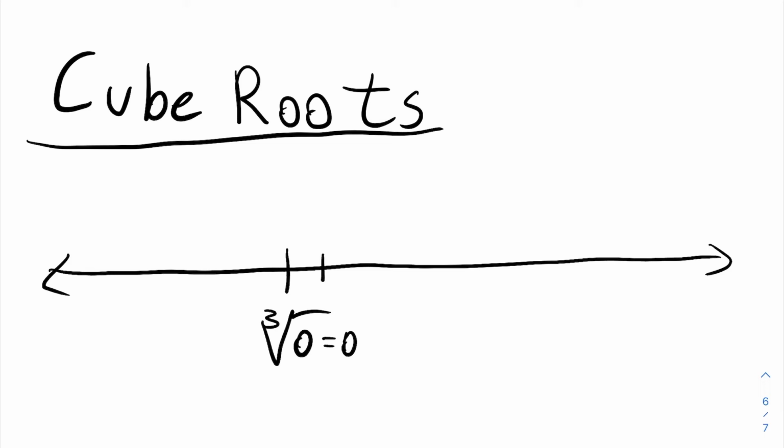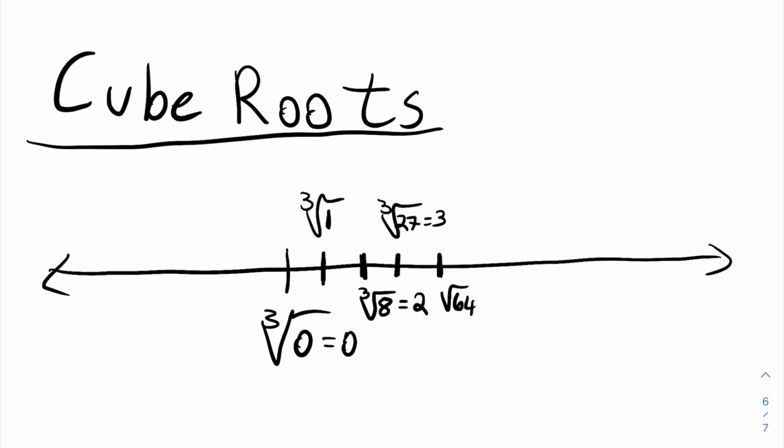For instance, we know that the cube root of 1 is 1. 1 times 1 times 1 is 1. The next integer that we know the cube root of is 8. The cube root of 8 is 2. 2 times 2 times 2 is 8. The cube root of 27 is 3. And the cube root of 64 is 4. 4 times 4 times 4 is 64.